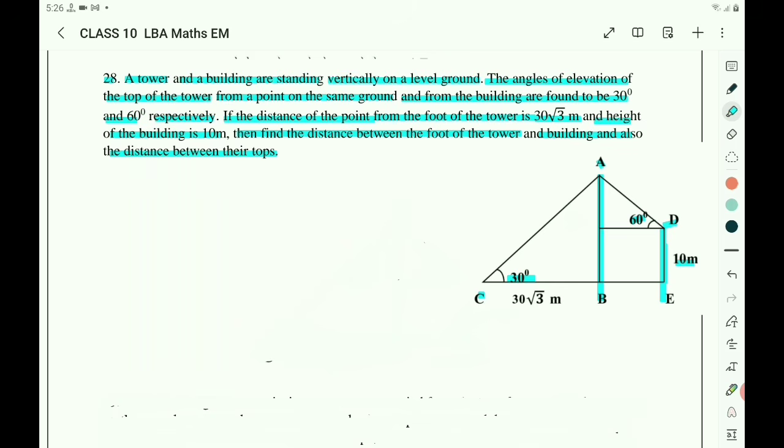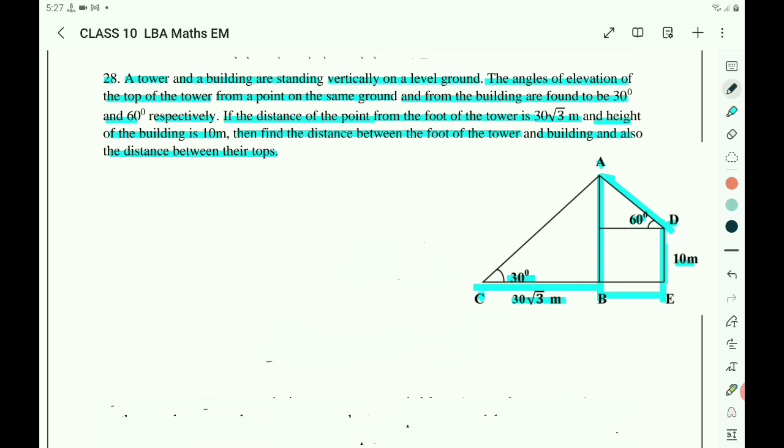Then what you have to find out? We have to find out the distance between the foot of the tower and the building, B is to be found out, and also the distance between their tops. Distance between the tops means AD; A and D are the tops. AD is to be found out. And here the distance of the point C from the foot of the tower is given, 30 root 3 meter. By using all these data, we have to find the distance between the building and also the distance between their tops.